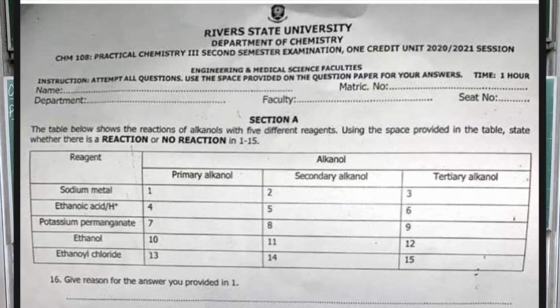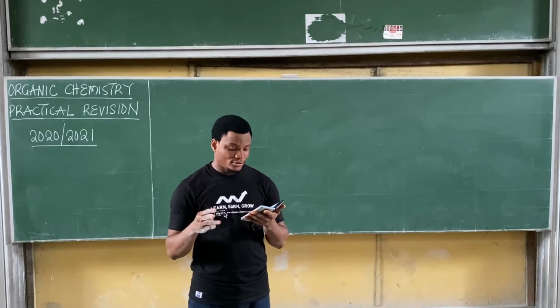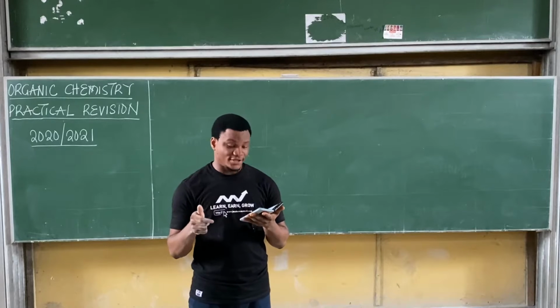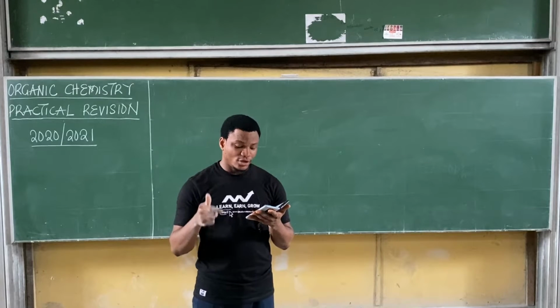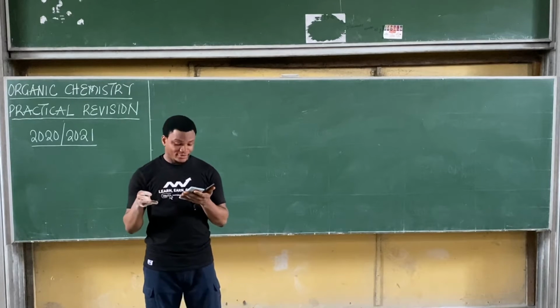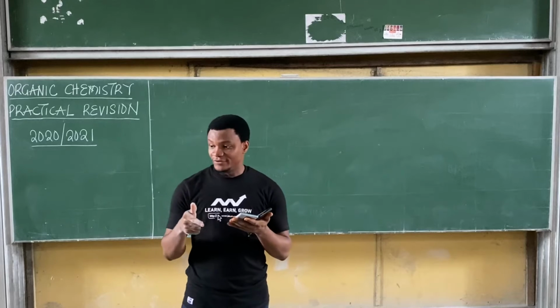Number 1, please check. You have primary alkanol and sodium metal. Number 1, reaction or no reaction? Reaction. Number 2, reaction or no reaction? Reaction. Number 3, reaction. Number 4, reaction. Number 5, reaction. Number 6, no reaction. Good. Number 7, reaction. Number 8, reaction. Number 9, no reaction. Good. Number 10, reaction. Number 11, reaction.